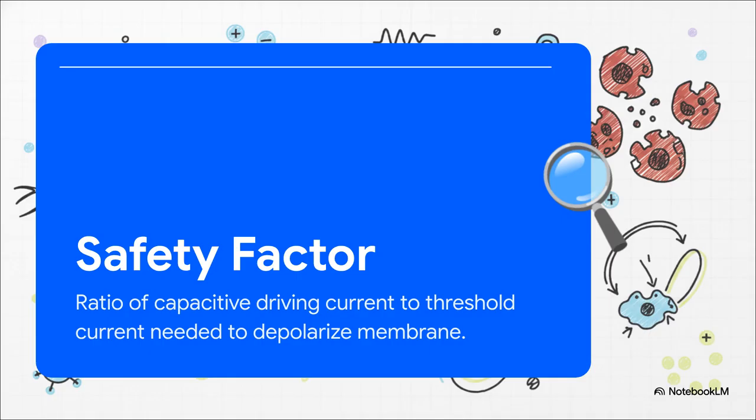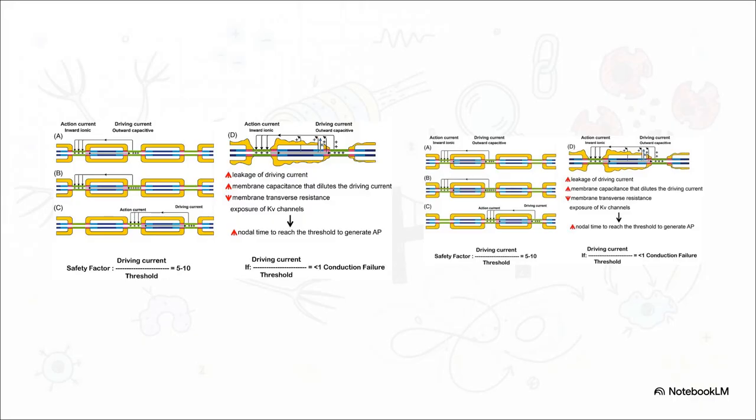What that means is we have up to 10 times the electrical power we actually need just to keep the signal moving. But, and this is a big but, if a disease damages the nerve and this ratio drops below 1, the signal just stops entirely. Saltatory conduction completely fails. And honestly, this brilliantly illustrates the physics of disease.